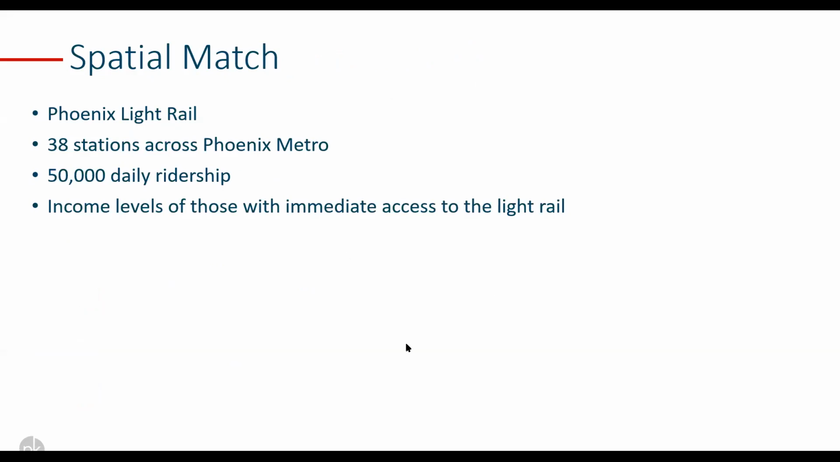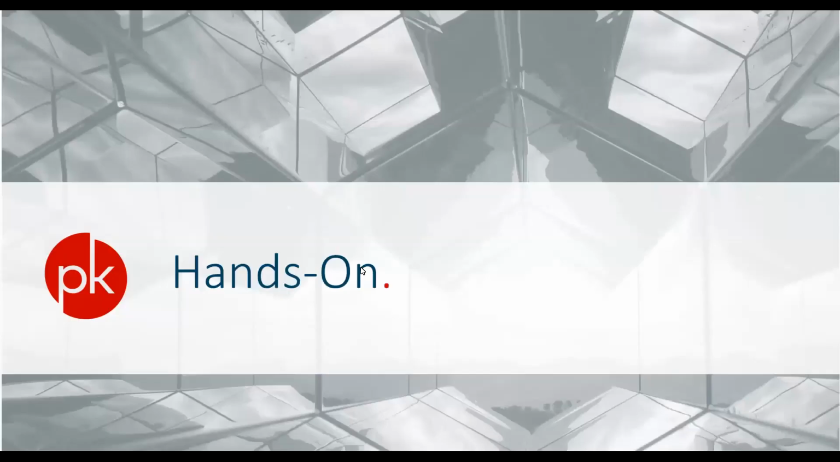So we're going to answer a pretty basic question here. What kind of demographics, from a median household income standpoint, are being impacted immediately by the Phoenix Light Rail? It has 38 stations across the Phoenix Metro and a 50,000 people daily ridership. So what we're going to do is jump over to Alteryx. Sorry, I have been disabled from sharing my screen.